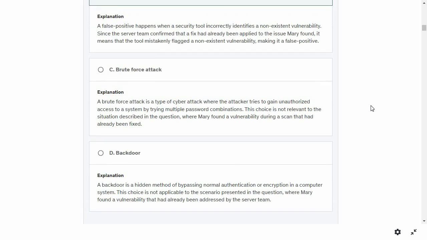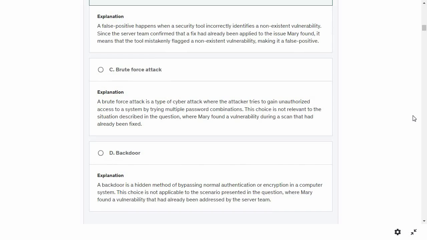Answer number 3, brute force attack. A brute force attack is a type of cyber attack where the attacker tries to gain unauthorized access to a system by trying multiple password combinations. This choice is not relevant to the situation described in the question, where Mary found a vulnerability during a scan that had already been fixed. So brute force attack is not the correct answer for this scenario.